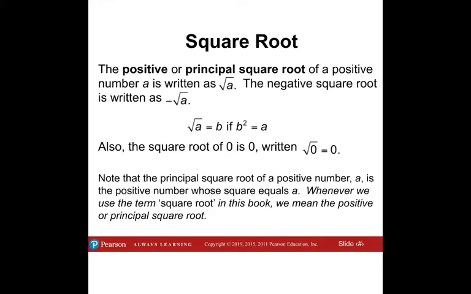The positive or principal square root of a positive number is written as the square root of a. The negative square root of a number is written as negative square root of a. So the square root of a equals b if b squared equals a. Also, the square root of 0 is 0.